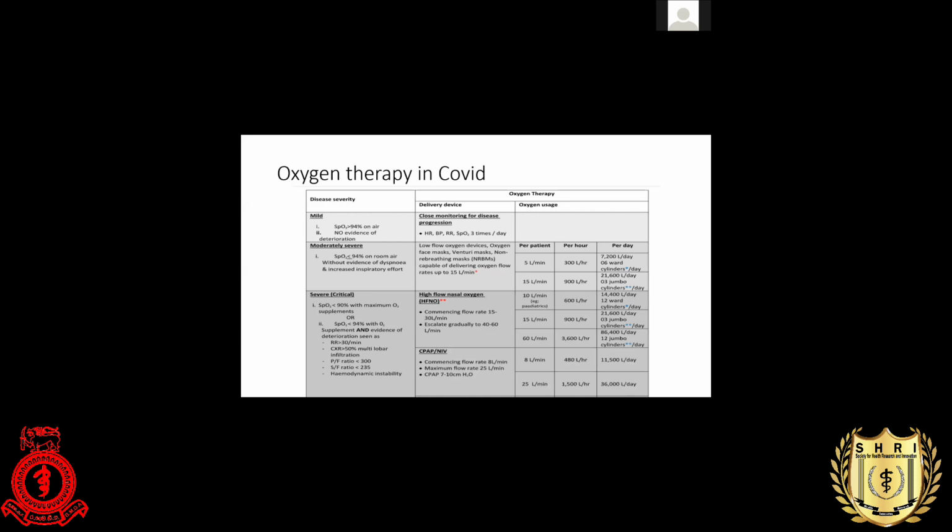If you are going to start this bridging therapy at your hospital, you have to be aware of the oxygen supply at your hospital, because, for example, if we start high flow oxygen at 60 liters a minute, that patient consumes 12 jumbo cylinders per day. It's a huge oxygen demand, so your hospital should have these facilities before you start this treatment. So what is the best? High flow, or CPAP.